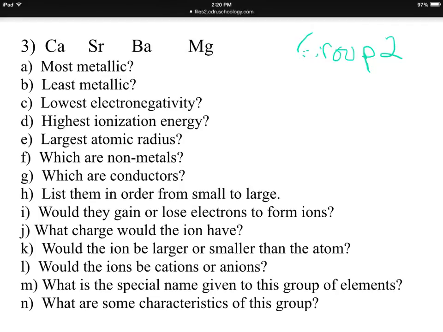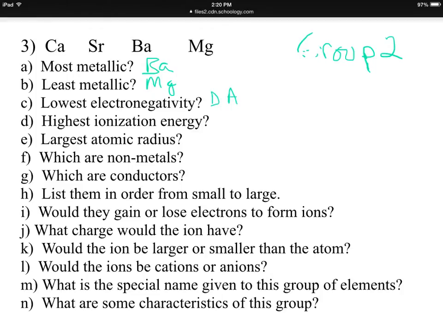Well, we said that metals were located on the left-hand side of the periodic table, and the most active metal is francium, which is down at the lower left-hand corner. And so as you go down a column, metals tend to get a little bit more active, and so the one at the bottom here would be barium. Which would be least metallic? Well, that would be at the top. That would be magnesium.